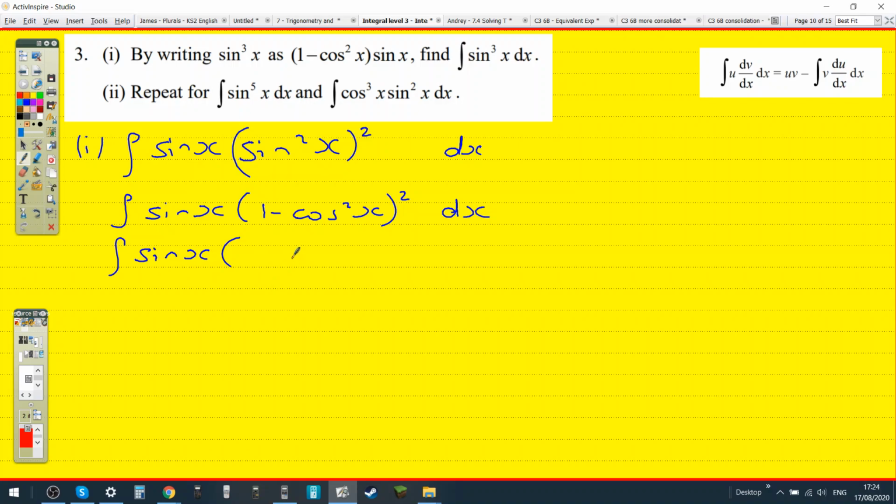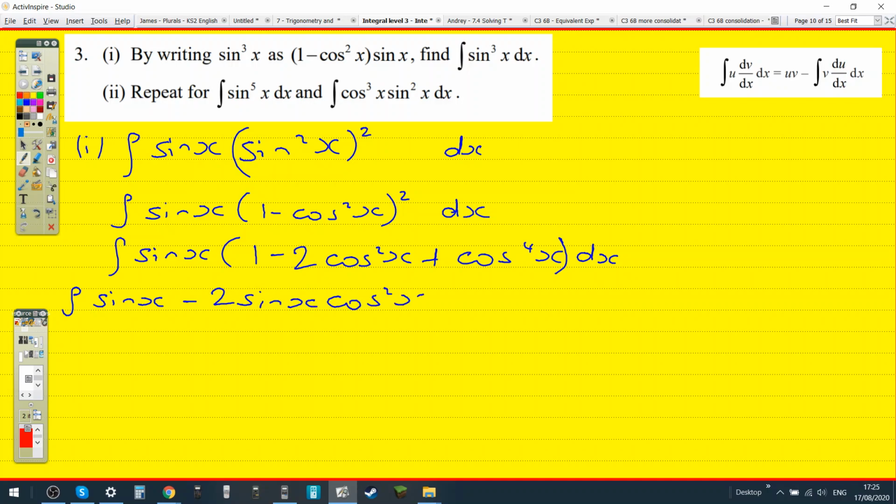So sine x, and then that would be 1 minus 2 cos squared x plus cos to the 4x, minus times minus makes plus. And then that would be sine x minus 2 sine x cos squared x plus sine x cos to the 4x.